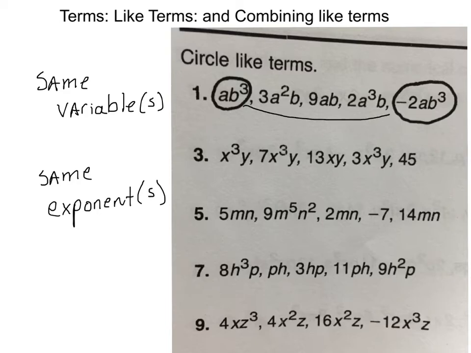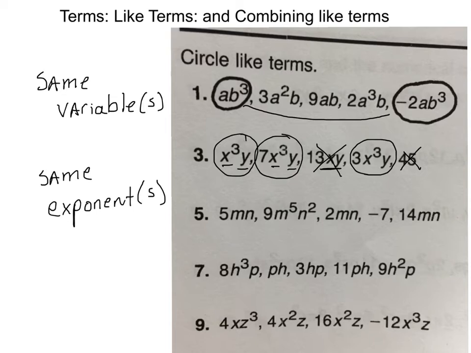Well, let's look at 3. Okay, I've got x cubed y. Do I have x cubed y here? So those are like terms. Let's see if there's any other x cubed y's. Is this one got an x cubed y? No, so it's not a like term. Now, does it matter what the coefficient is? Does it matter the number in front? No, it just has to have the same variable and the same exponent. This one has x cubed y also, doesn't it? But this doesn't. So we circled the 3 like terms, didn't we?